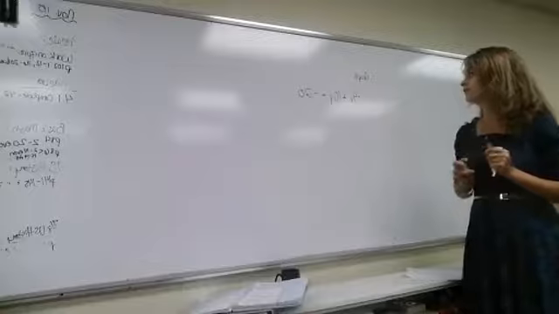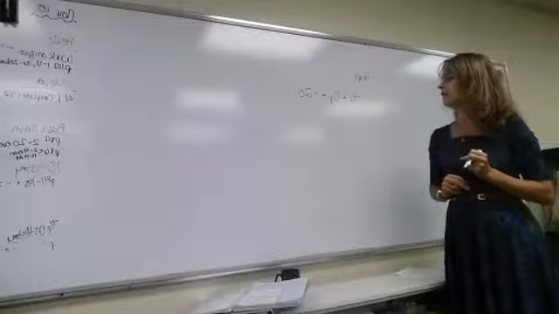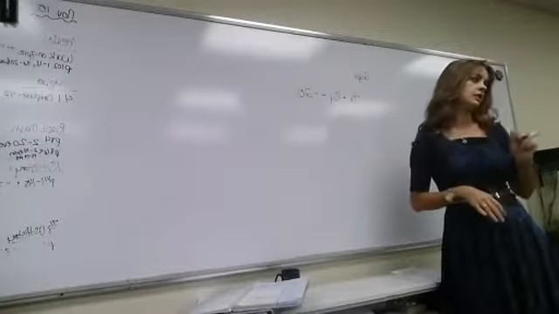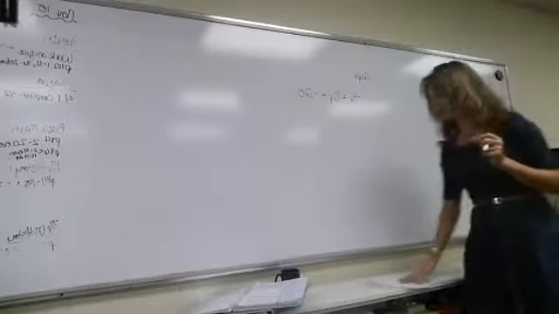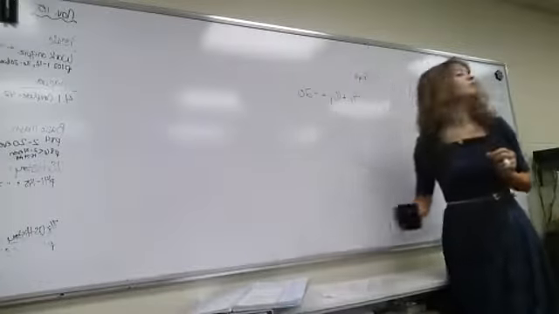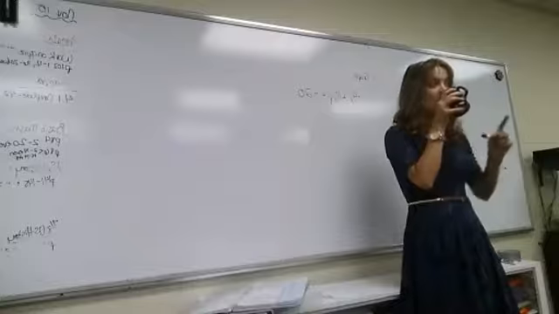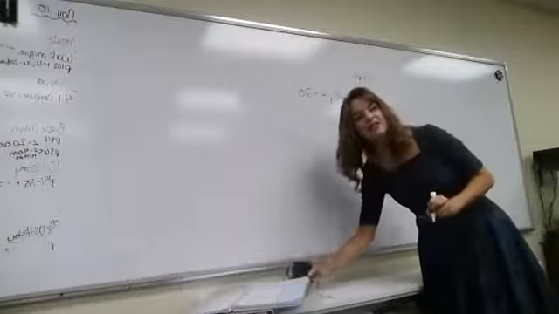So we have negative 4x plus 10y equals negative 20. And you started it, right, David? Okay, so what's the first thing we're going to have to do in order to graph this? Put it in slope-intercept form.